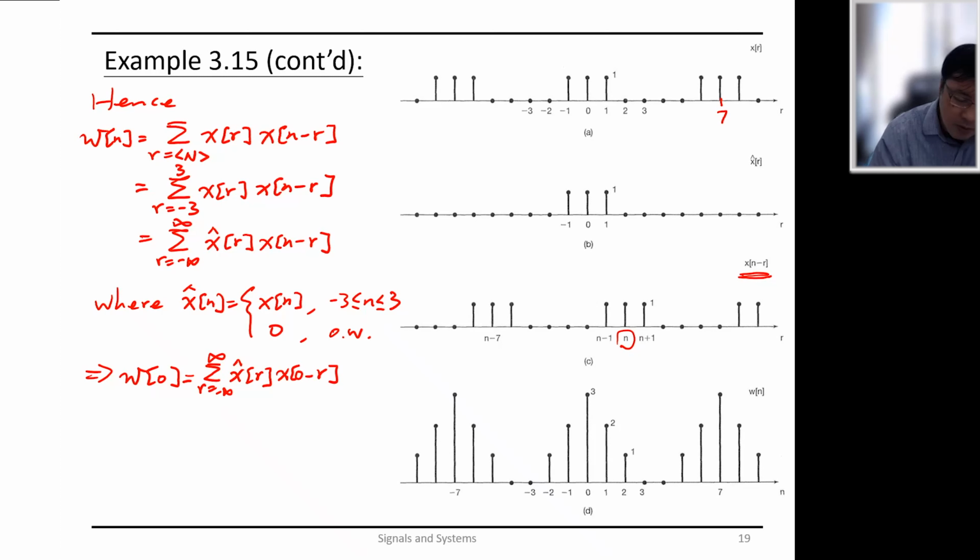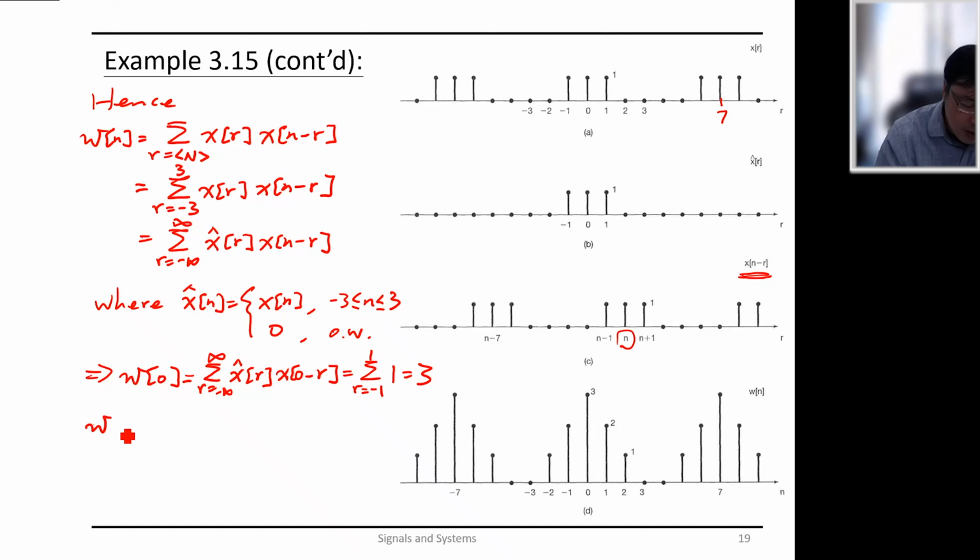So this is 0 minus R. This X of minus R is simply X of R flipped around. So when you have X of R flipped around and multiplied with this, you have 1, 1, 1 here and 0 everywhere else. So this is just the summation over R from minus 1 to 1 of 1, which is 3.